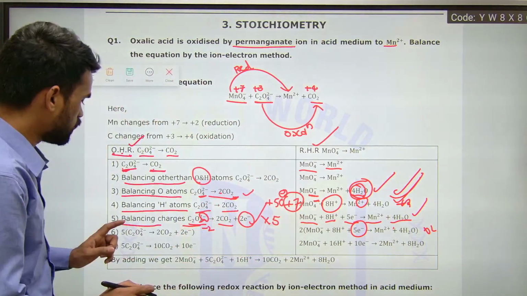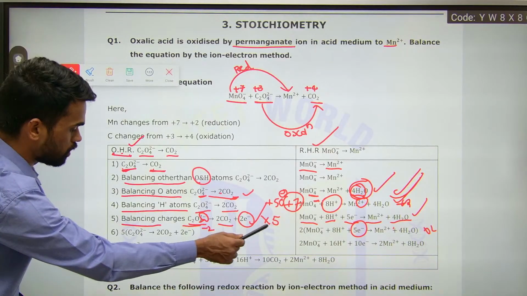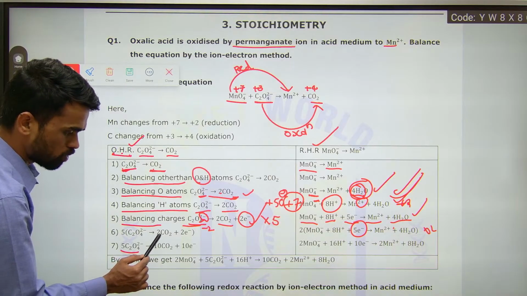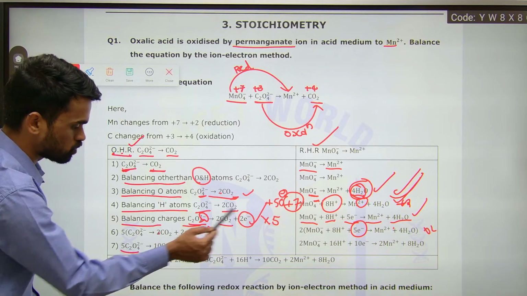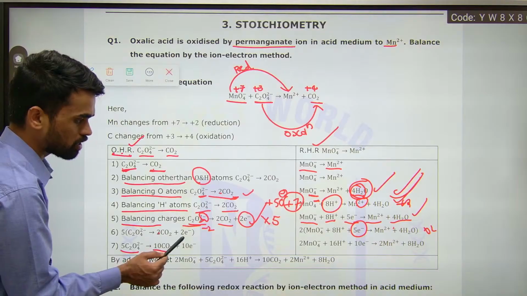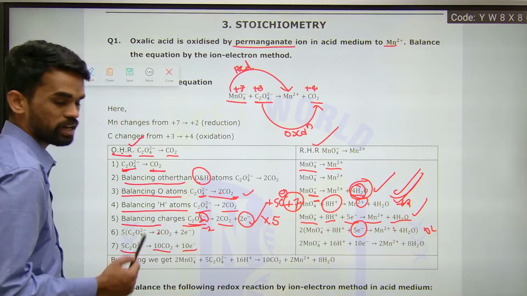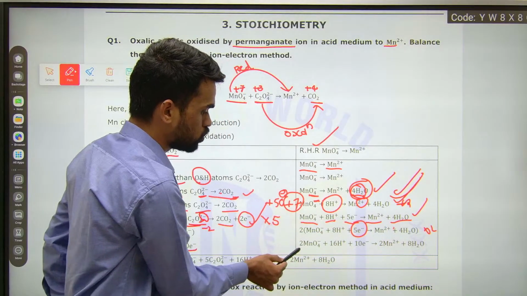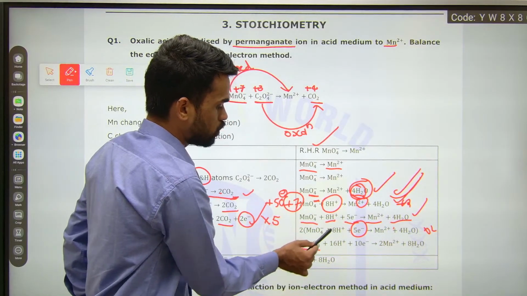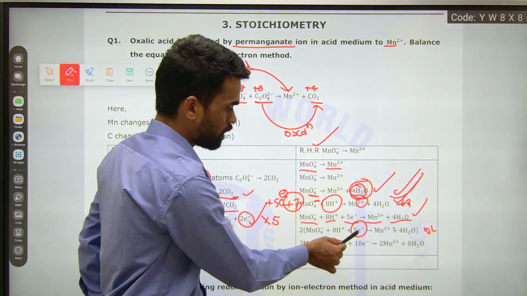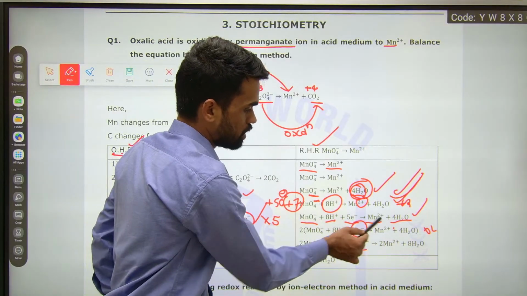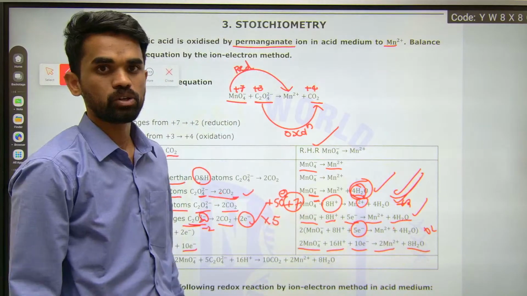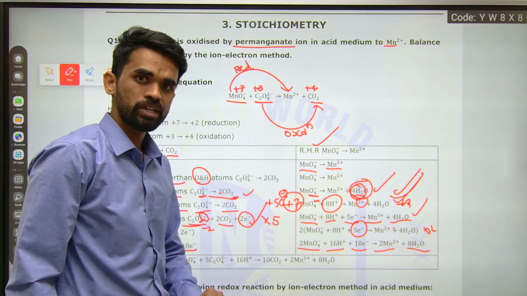Therefore the equation will become, multiplying with 5, 5 C2O4 2 minus giving rise to 10 CO2, and 2 electrons times 5 gives 10 electrons. And multiplying the reduction half with 2, this equation becomes 2 MnO4 minus plus 16H plus, since 8 times 2 is 16, plus 10 electrons, giving 2 Mn plus 2 and 8 H2O, since 4 times 2 is 8. Okay, hope up to here the discussion is clear.